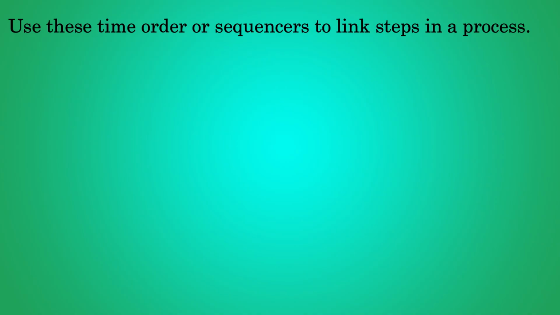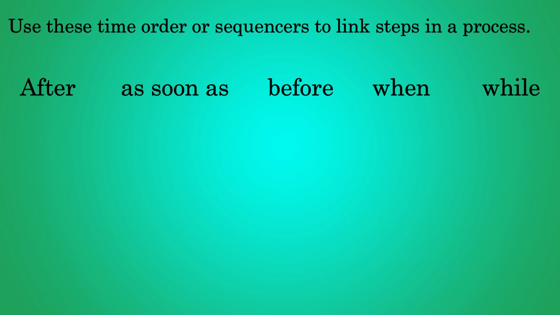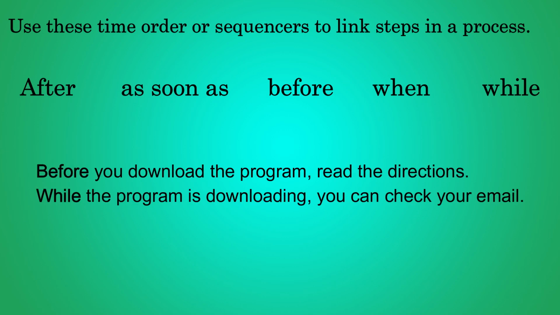Use these time order words or sequencers to link steps in a process. So link means we're going to connect steps in a process. We have here after, as soon as, before, when, and while. I have here examples also of a process. We have: before you download the program, read the directions. And the other one is: while the program is downloading, you can check your email. What you have observed here is that the comma is not next to the time order word, but it is placed after the first part. For example, in the first sentence: before you download the program, then comma, read the directions.